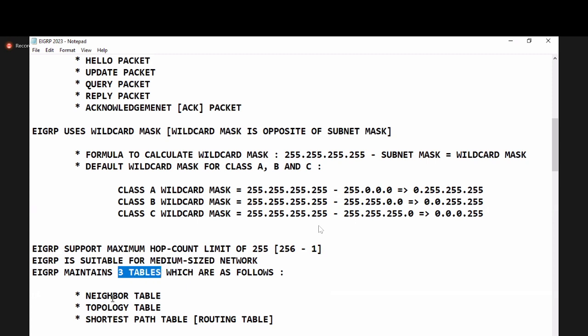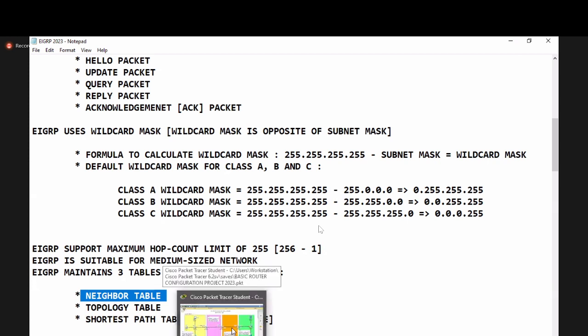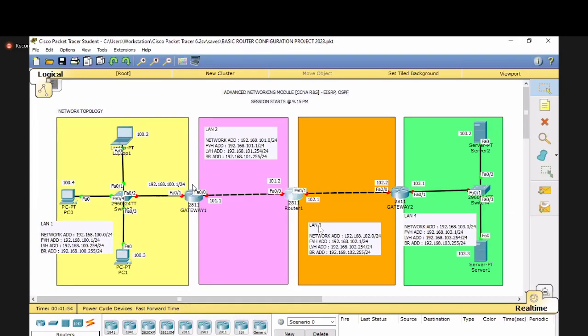Three tables it maintains. One is called neighbor table, one is called topology table, one is called shortest path table. In other words, we call it routing table. Neighbor table always contains the informations about all the neighbors of your router. For example, gateway 1 neighbor is router 1. So in the neighbor table of gateway 1, router 1's informations will be there. Router 1 neighbor table will contain information about gateway 1 and gateway 2 because these two routers are neighbor with router 1.